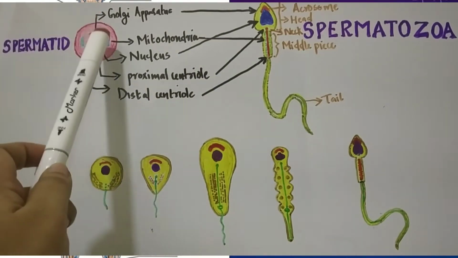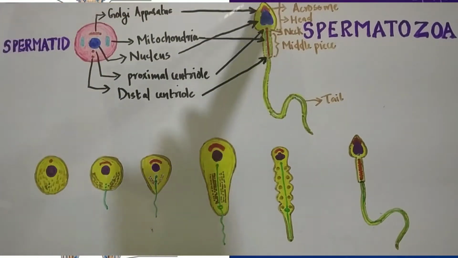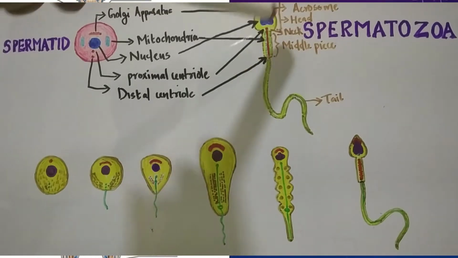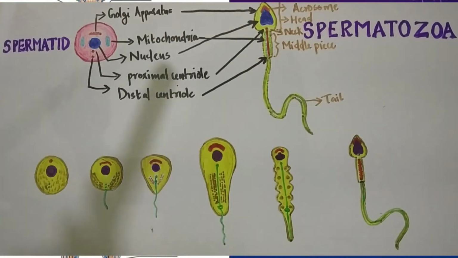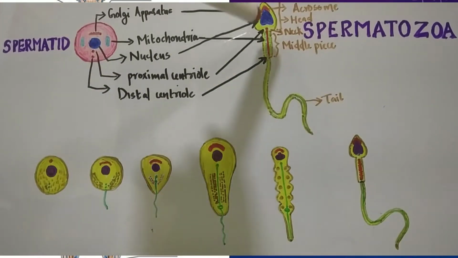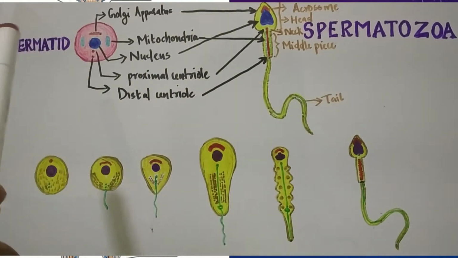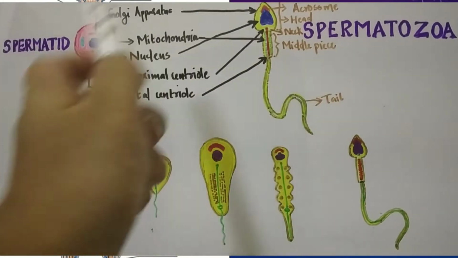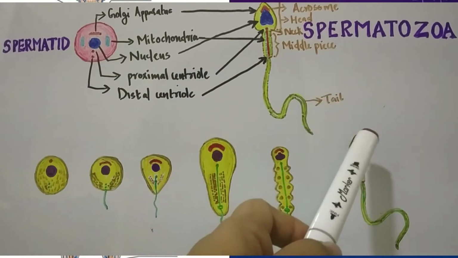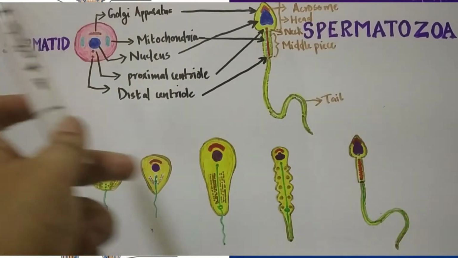The nucleus undergoes condensation and moves towards one of the poles, and it results in the formation of the head of the spermatozoa. That process is called nuclear condensation. So this is the nucleus. It undergoes several changes and results in the formation of the head of the spermatozoa.